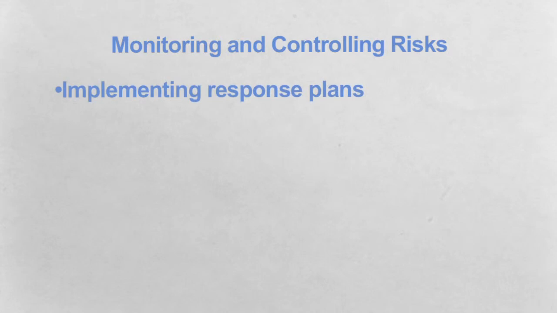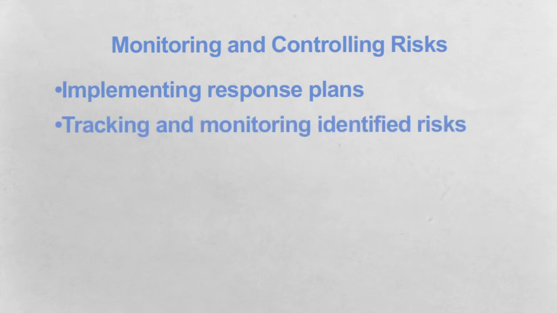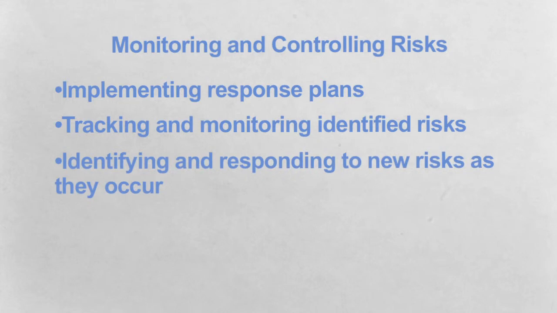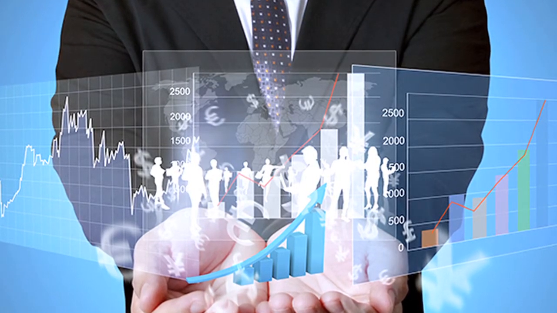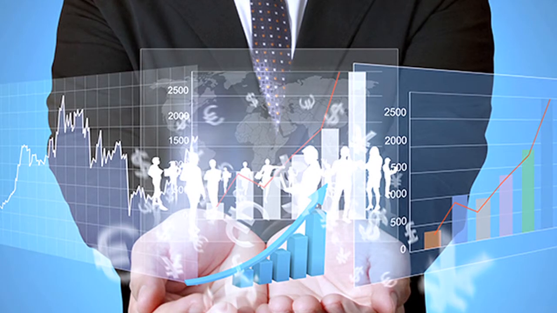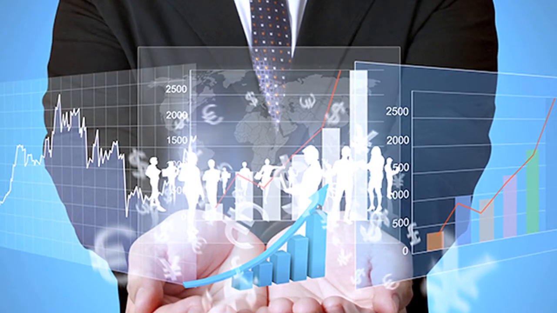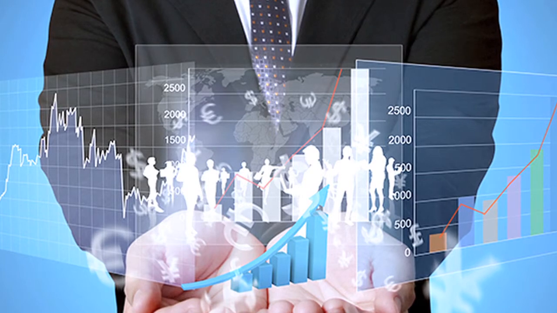Monitoring and controlling risks involves implementing response plans, tracking and monitoring identified risks, and identifying and responding to new risks as they occur. Anticipated risks that are included in the project management plan are addressed during the project life cycle. As project manager, you, along with members of the project team, should continuously monitor the project for new, changing, and outdated risks. The process of monitoring and controlling risks applies techniques such as variance and trend analysis, which require the use of performance information generated during project execution.